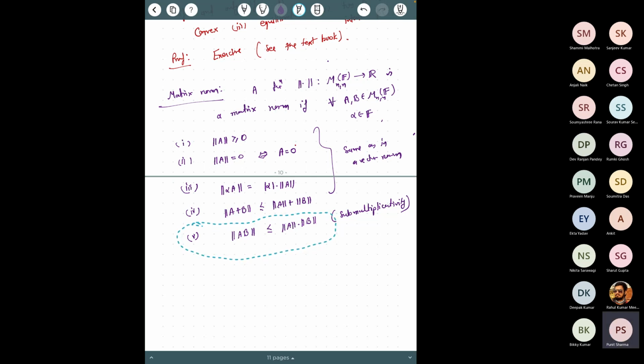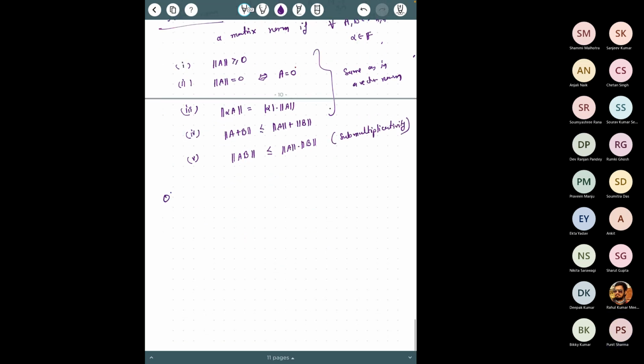Okay. So I still have a few minutes. So I'll make some observations just from the definition, and then in the next class we will look at some examples. So you can make some observations here, which follow by definition. Suppose we have a matrix norm. When I say matrix norm, you assume that the underlying space is the space of matrices.